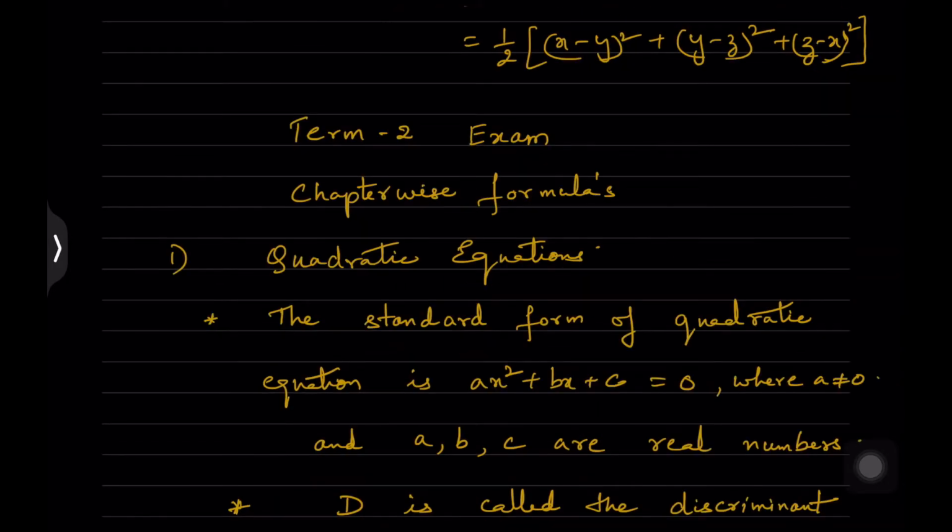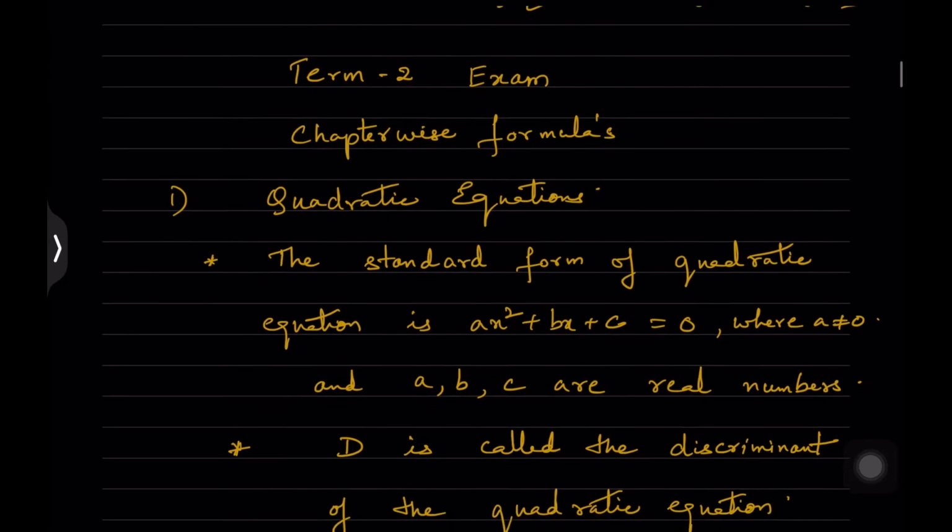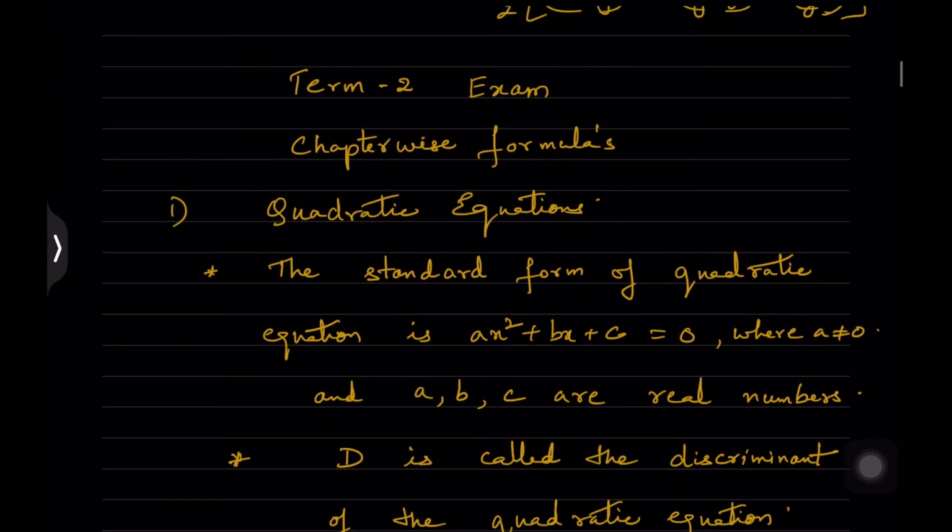Different chapters you're having. Chapter wise formulas we'll be doing here. So the first chapter which we're having is quadratic equations. So what are the different types of formulas which we're having in quadratic equations?